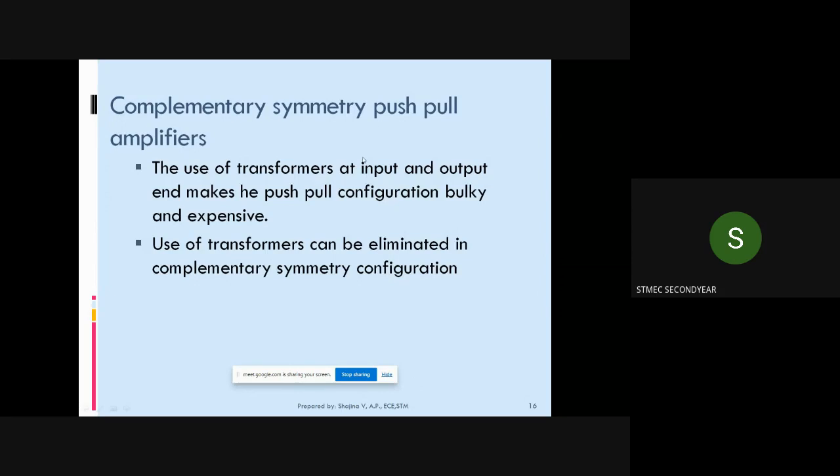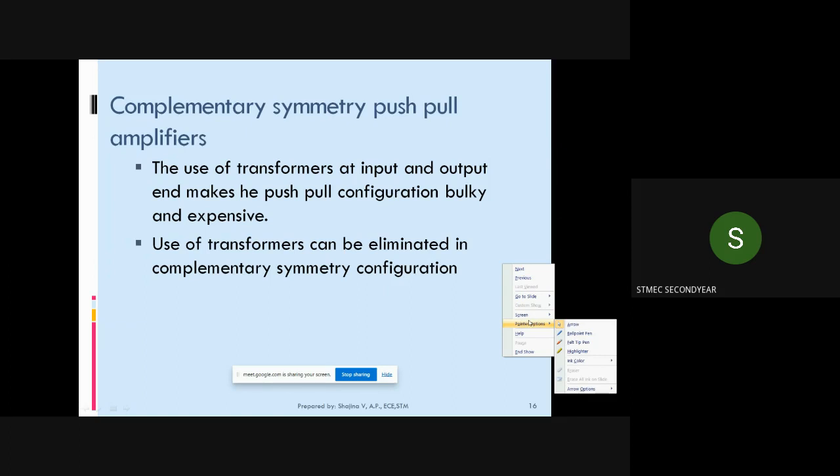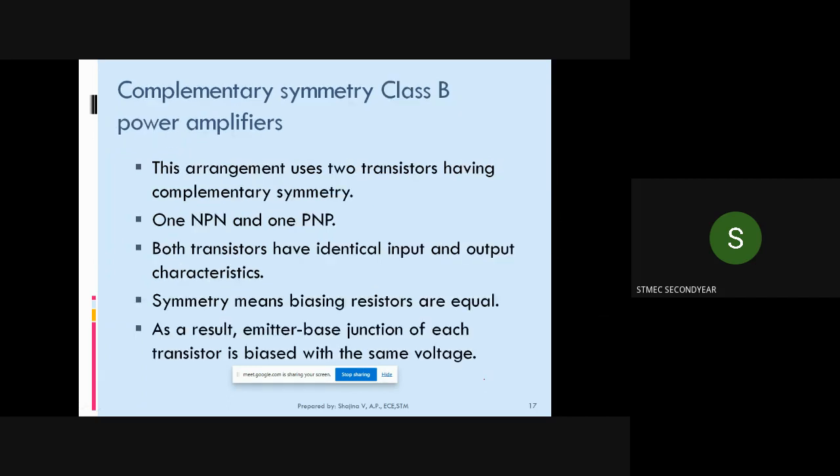Use of transformers at the input and output in push-pull configuration makes it bulky and expensive. So we can use complementary symmetry configuration to eliminate the use of transformer. In complementary symmetry configuration, we are using two different transistors with identical characteristics. Different transistors means one is NPN and the other one is PNP.